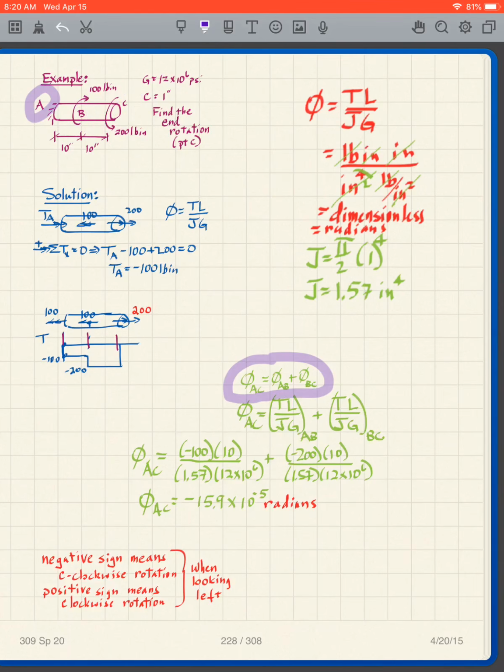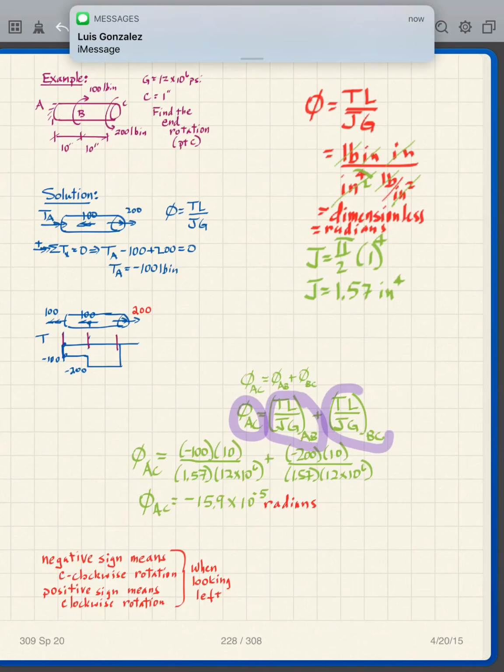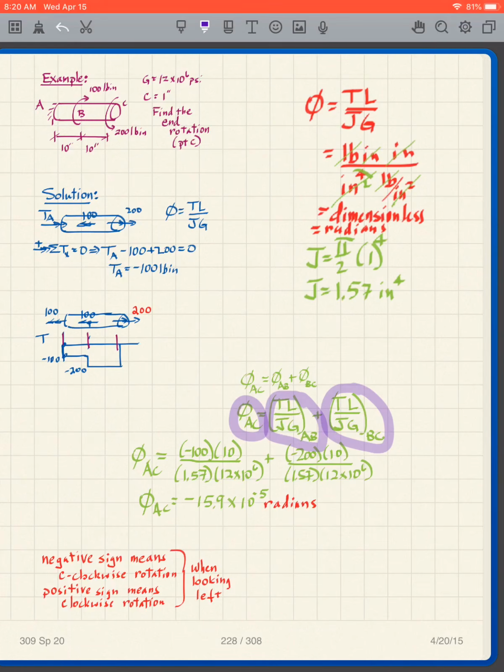And the way that we're going to do it is we're going to break up the A to C. It's going to be A to B and B to C. And that's how we're going to account for the fact that the torque diagram is different in the A to B region from the B to C region. So phi AC is going to be TL over JG for the AB region plus TL over JG for the BC region.